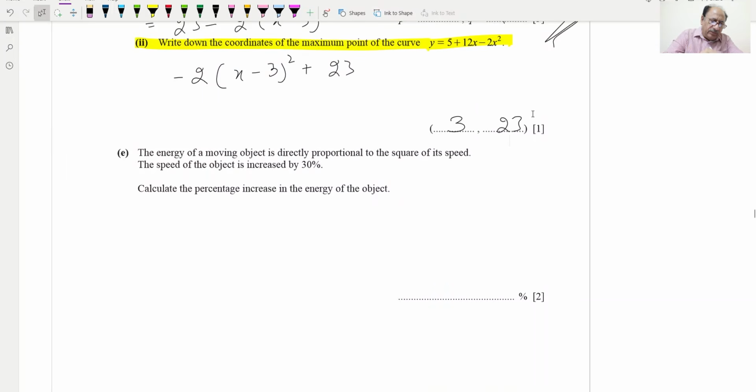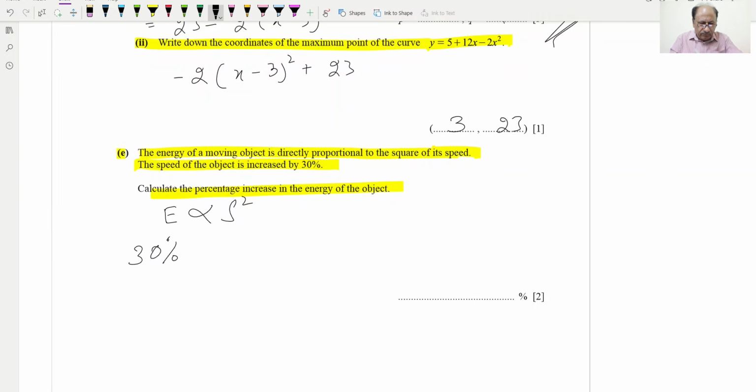Now for E part, the energy of a moving object is directly proportional to the square of its speed. So we can write E is directly proportional to speed squared, and the speed of the object is increased by 30%, and calculate the percentage increase in the energy of the object. So for example, we can take a 30% increase, what will it be?